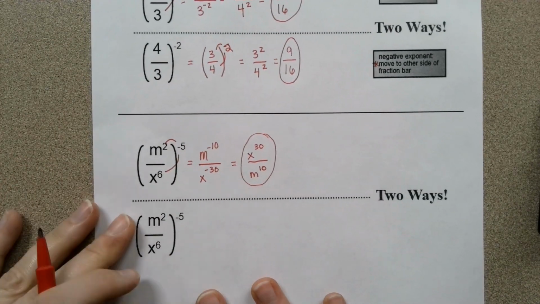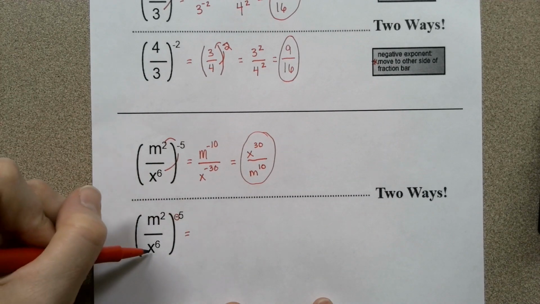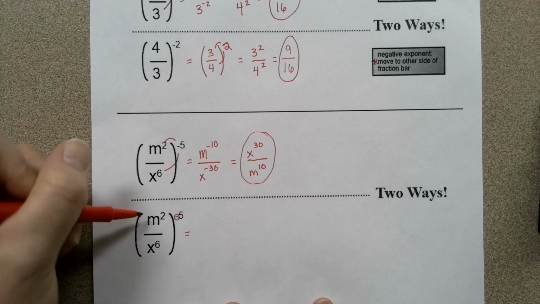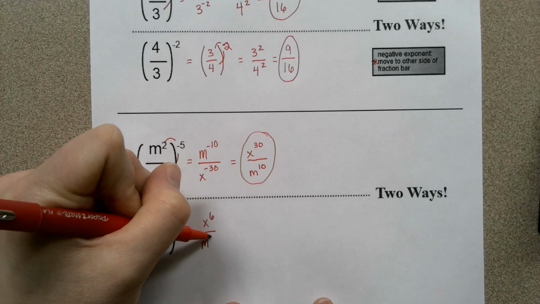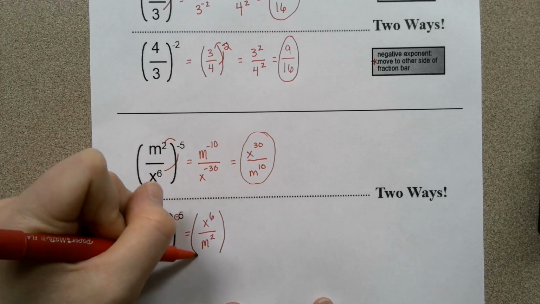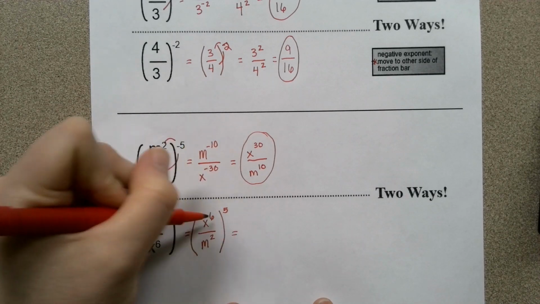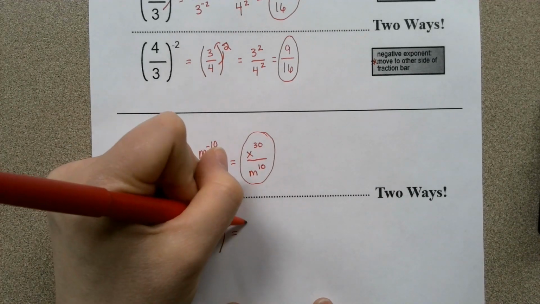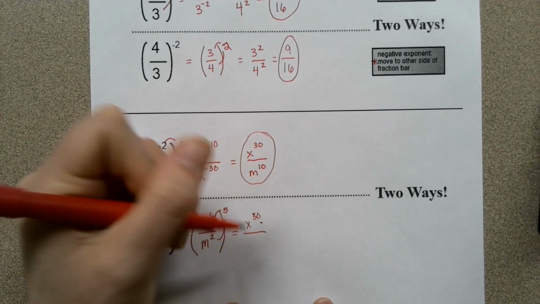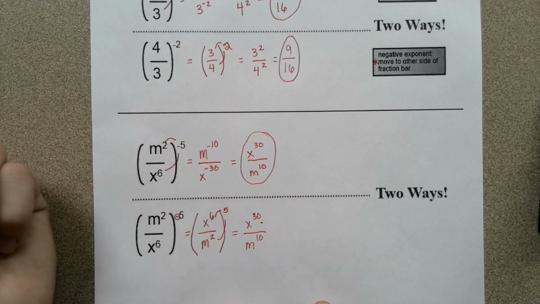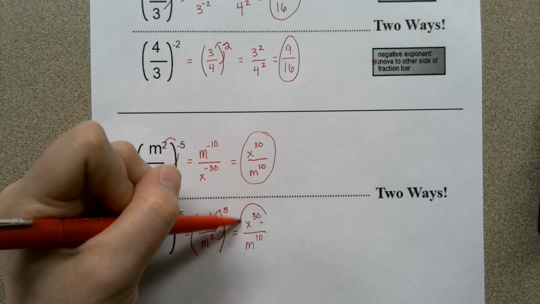The other way we can simplify this is by taking care of the negative first. To do that, the x to the 6th goes up, the m squared goes down, both of which still need to be in parentheses, and now this negative is a positive 5. Then we would distribute to both the numerator and denominator, giving us x to the 30th over m to the 10th. Again, not like bases because they're different variables, so this would be our answer.